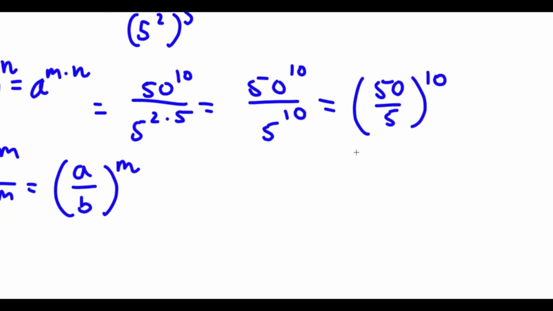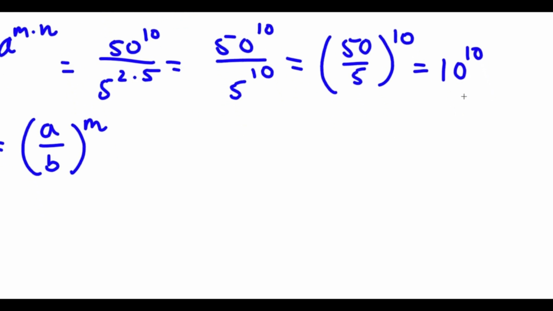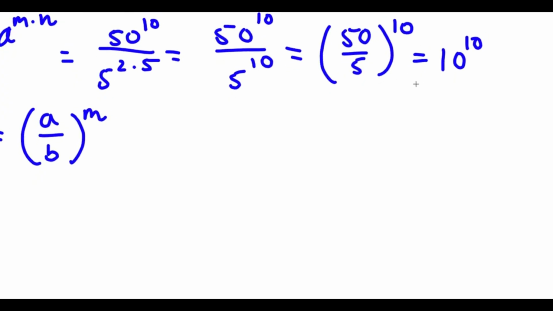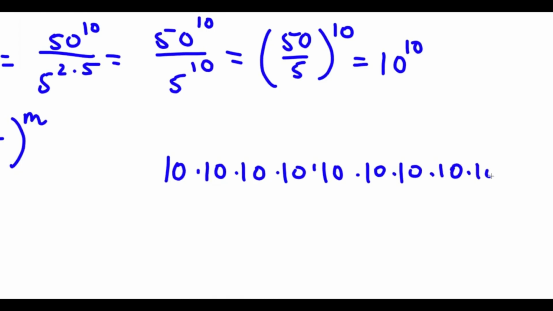Now, 50 over 5, that's the same thing as 10. So now I have 10 to the power of 10. And now we can actually simplify this. 10 to the power of 10 is the same thing as 10 multiplied by itself 10 times, right? So I have 10 times 10 times 10 times 10 times 10 times 10 times 10 times 10 times 10 times 10.